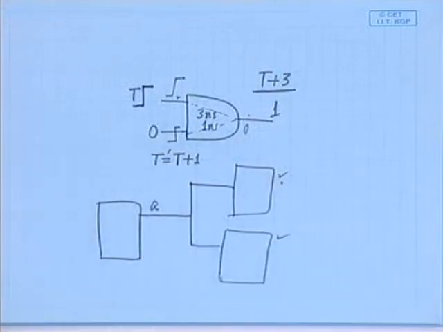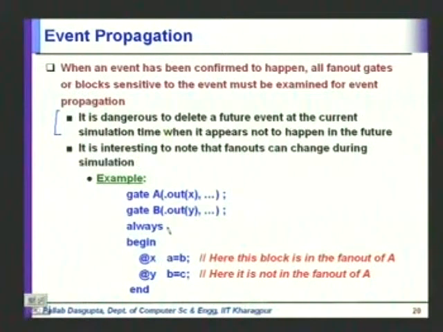How can that happen? So that can happen in a case like this. This is an example. I have two gates. Gate A produces the output X, gate B produces the output Y, and then we have this always block where at X we do A equal to B, and then at Y we do B equal to C. Now remember that this is a block which is going to execute in this sequence, right. This sequence is important. So what is this block going to do? It is going to wait for a change in X, then assign A equal to B, and then wait for a change in Y, and then assign B equal to C.